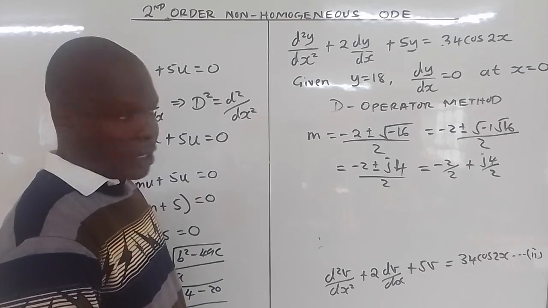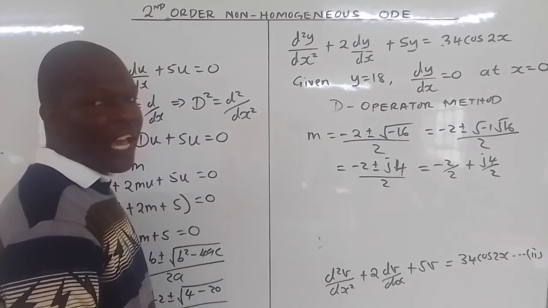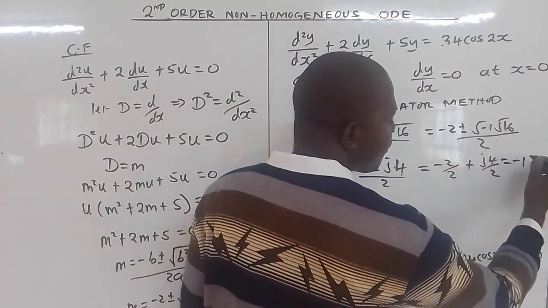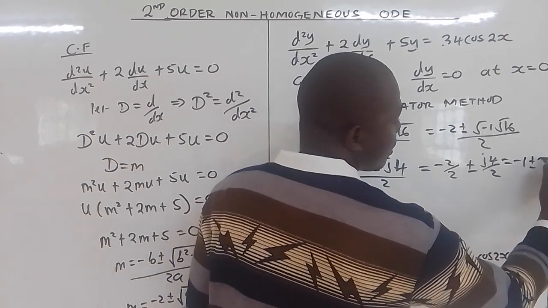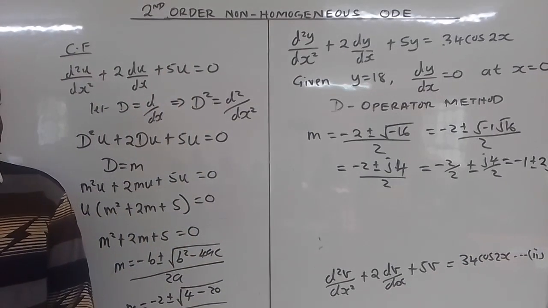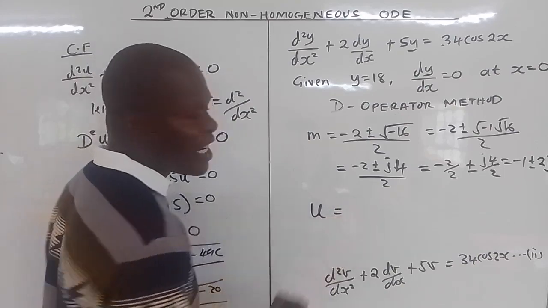Are we together? So what is m? M is clear. 2 divided by 2 you get negative 1 plus or minus 2j. 4 divided by 2 you remain with the 2j, isn't it? So what is our u? The complementary function.